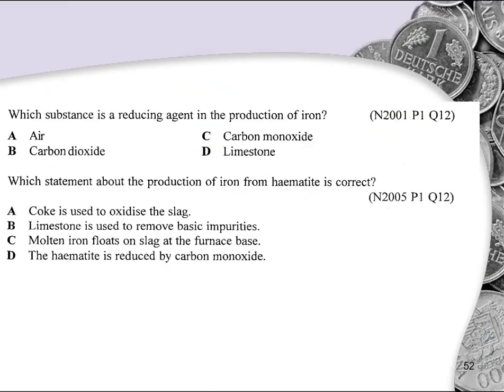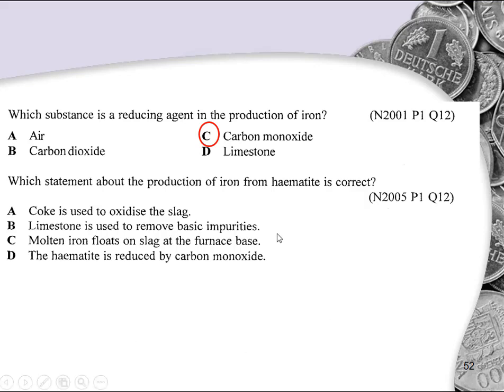So let's try this question. Which substance is a reducing agent in the production of iron? In this whole production of iron, we only heard about one agent used to reduce the iron trioxide. Which one looks familiar? Of course, it's carbon monoxide. It's a reducing agent that removes oxygen from the iron trioxide.